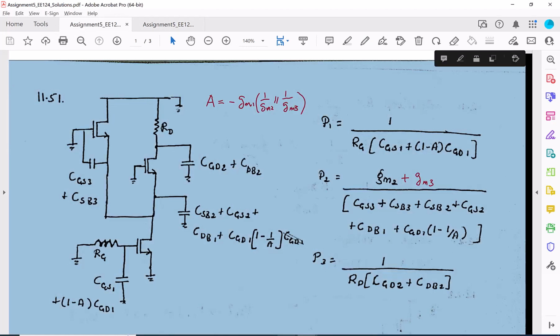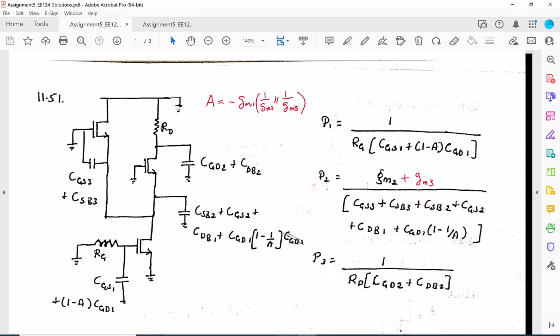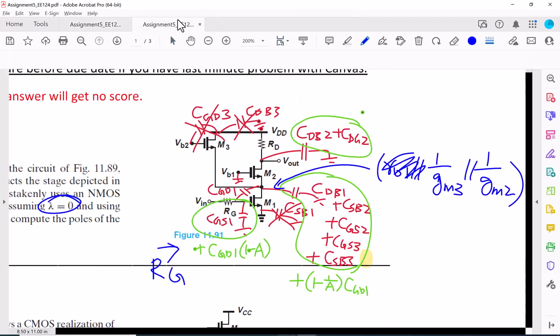Wait, that I had problem before. It's, right, GM2 plus GM3, right? Do you see this? Because its gain is 1 over GM2 parallel 1 over GM3, which is the same as 1 over GM2 plus GM3. Because it's conductance, you add them together and then you find the effective resistance, right? And then this is 1 over GM2 plus GM3. And that's why we get this one.